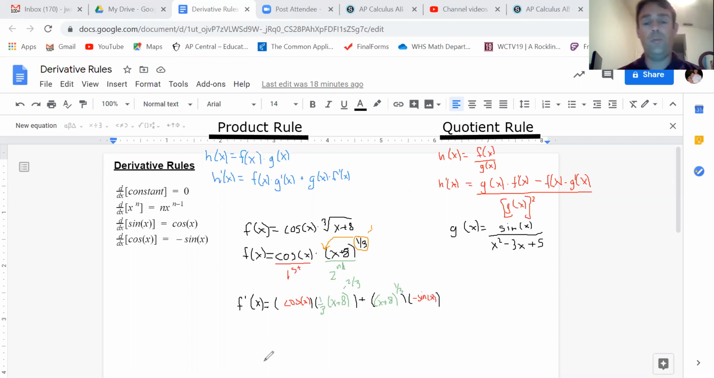You don't have to clean it up any more than that. I mean, you can. There's a way to factor out the x plus 8 if you really wanted to. No reason to. But there we got a great answer. All right, here we go. Second one. G prime of x.